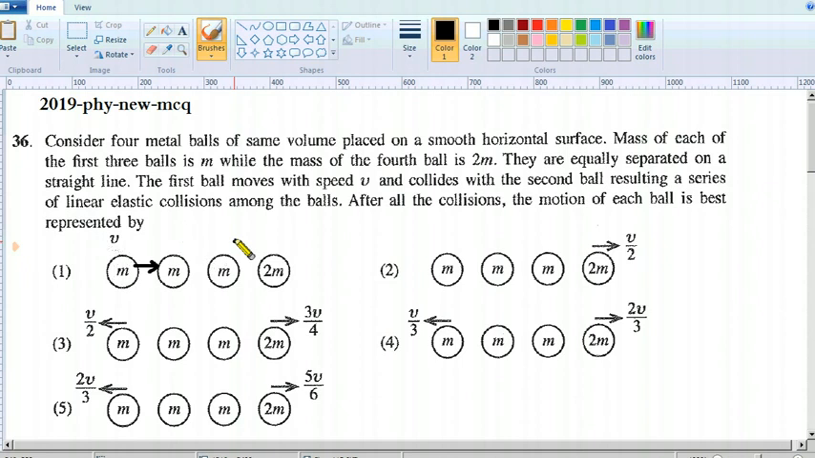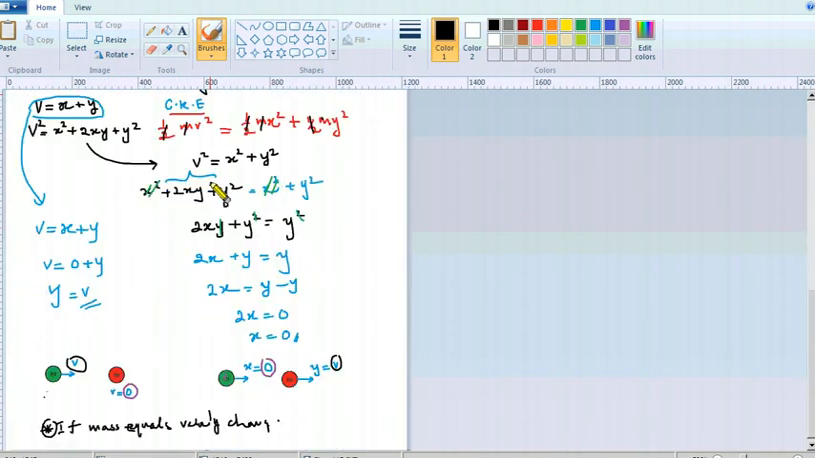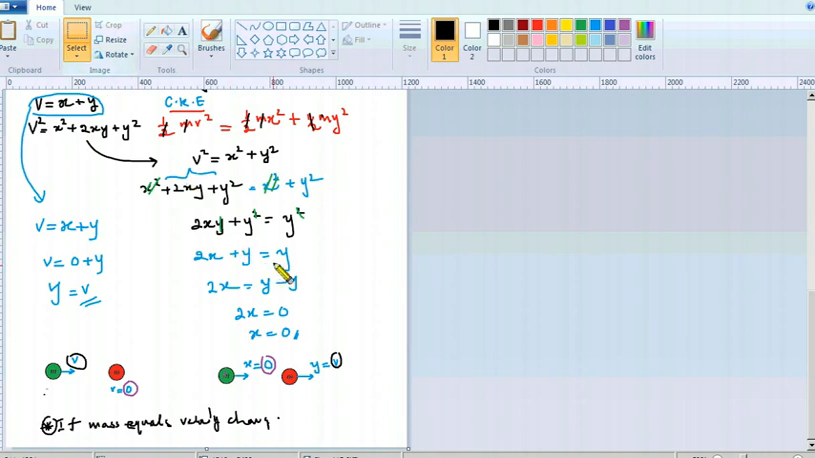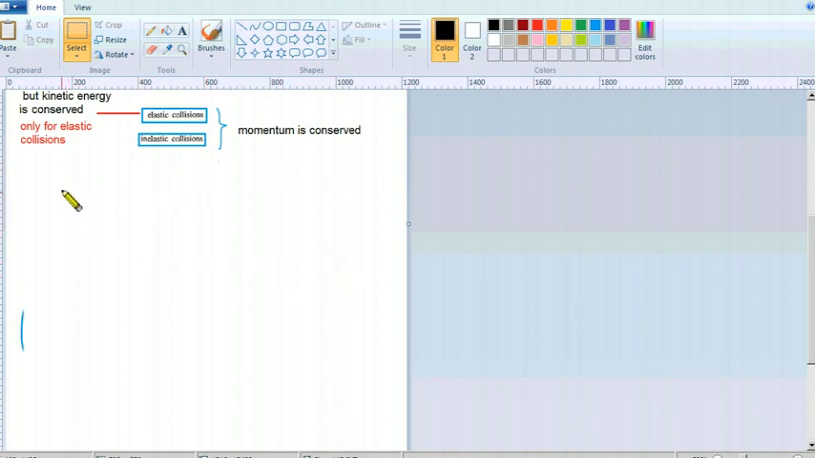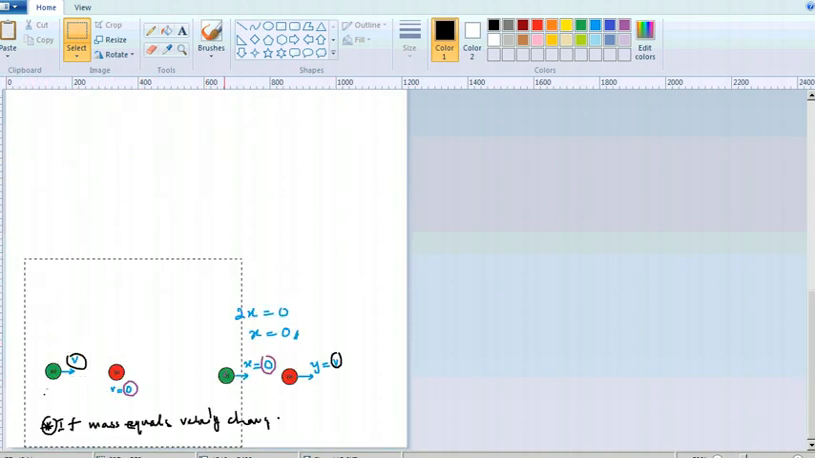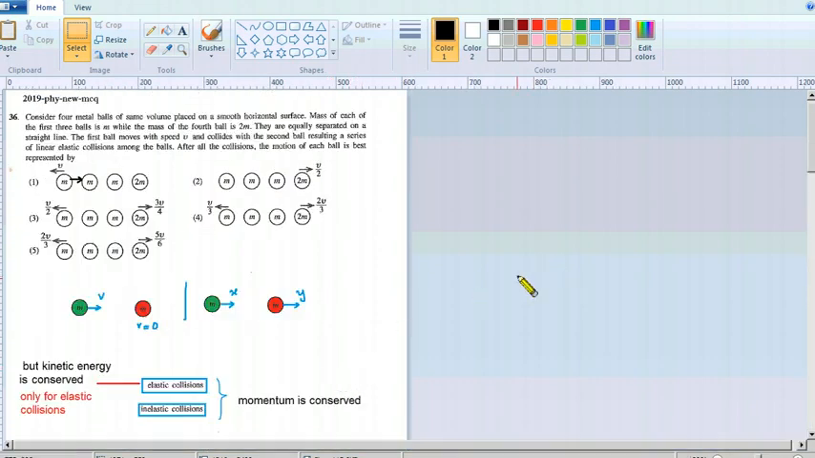So in the real-time examination we don't do this calculation. We should know by practice that the velocity of the first one changes to the second one. The first one comes to rest if the masses are equal. So that is the theory about equal masses when they are colliding.